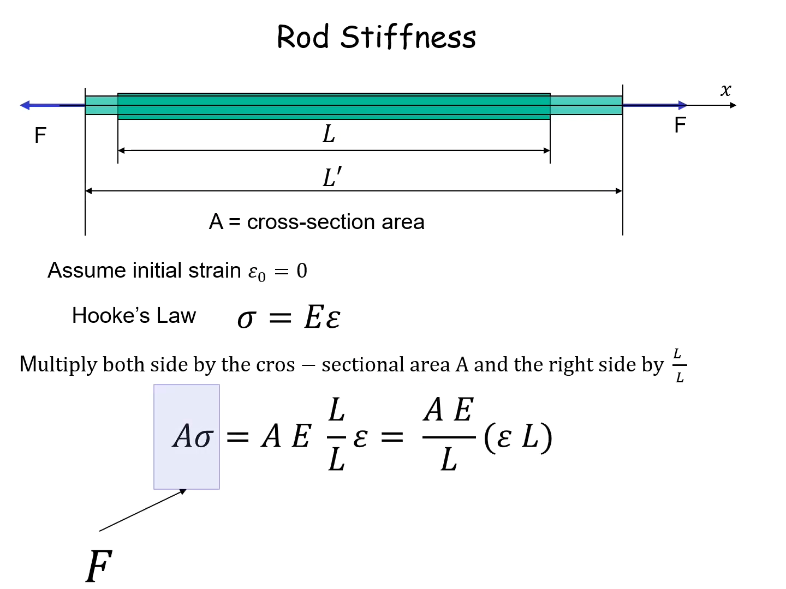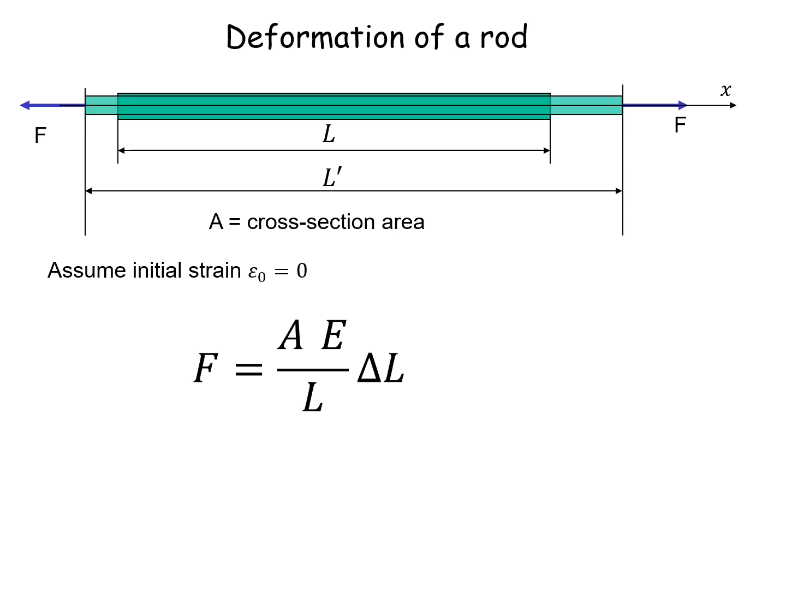From the definition of stress, we know that force is a product of stress and cross-sectional area. From the definition of strain, we know that the rod's length change is equal to strain multiplied by the initial length. By substituting these two relationships back into the equation, we get a final equation that relates the applied force, F, to the resulting change in length, delta L. The term, product of cross-sectional area and Young's modulus divided by the initial length, is defined as the stiffness, K, of the rod, which is the constant that relates force and displacement.